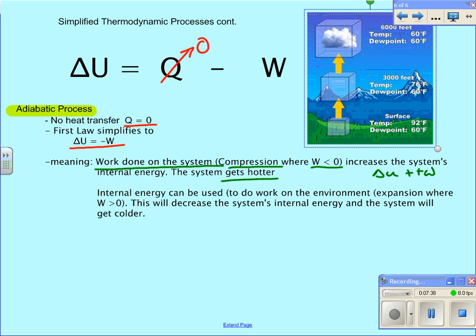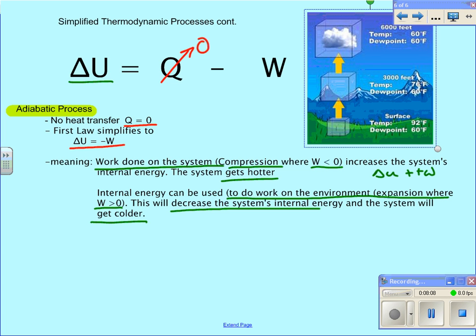If the internal energy can be used to do work, we can cause the system to expand into the environment, to do work on the environment. In this case, expansion, remember, work is greater than 0. And we'll note a decrease in the system's internal energy, and the system will get colder. So this is what's known as an adiabatic process. Real important to engines and also to the atmosphere itself.